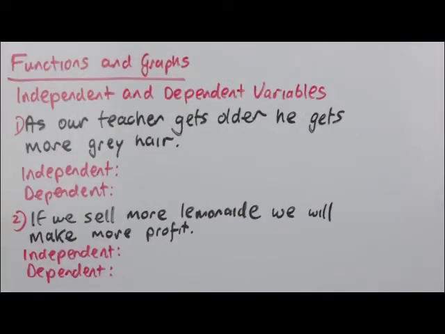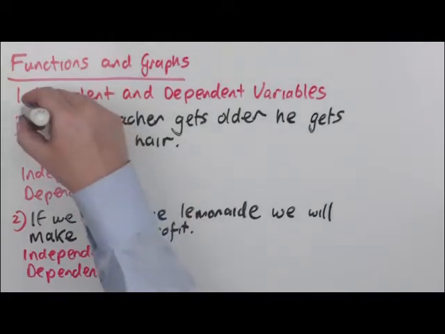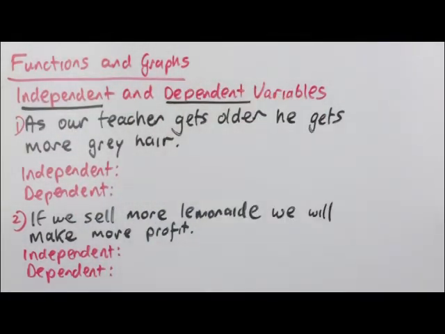Great. Let's look at the concept of independent and dependent variables. The independent variable is something that's going to happen regardless, and the dependent variable is something that counts on the independent variable. Let's look at our examples here. Independent and dependent.